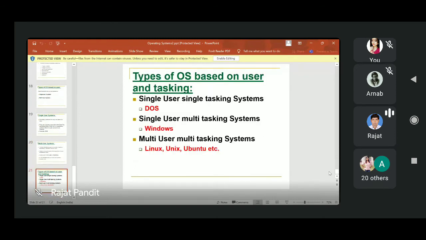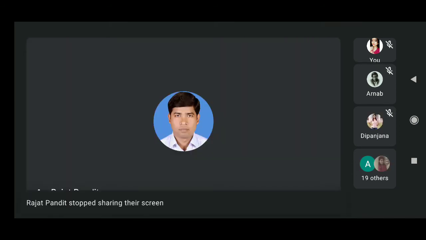So the types of OS based on user and tasking: the single user single tasking is DOS, the single user multitasking system is Windows, and the multi-user multitasking operating system is Linux. These are the multi-user multitasking operating systems. Then we will see another thing.